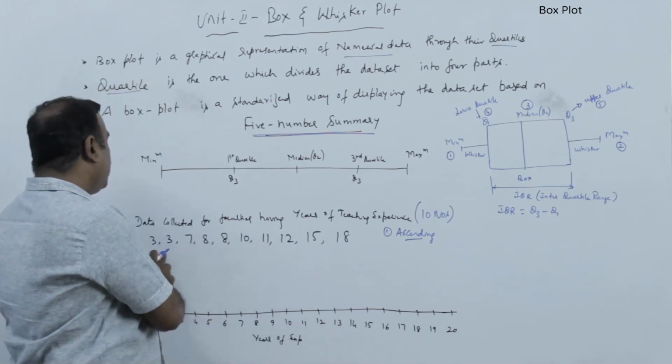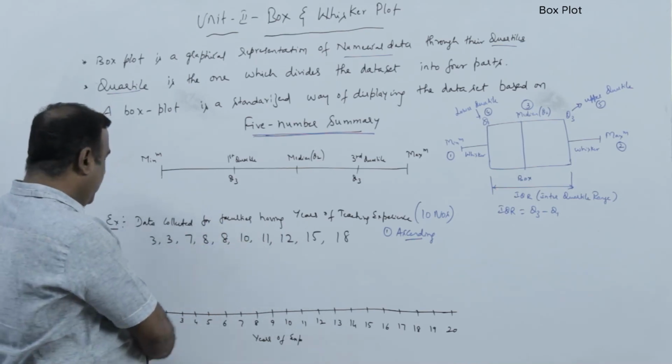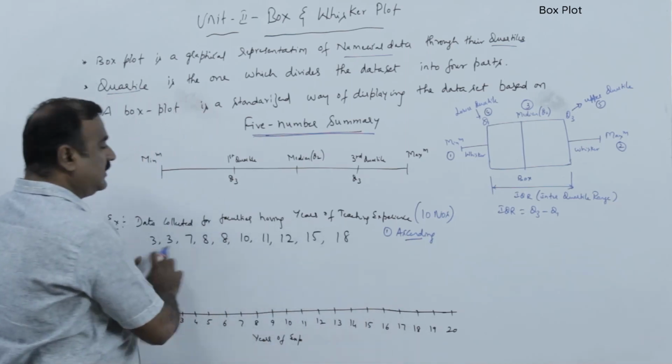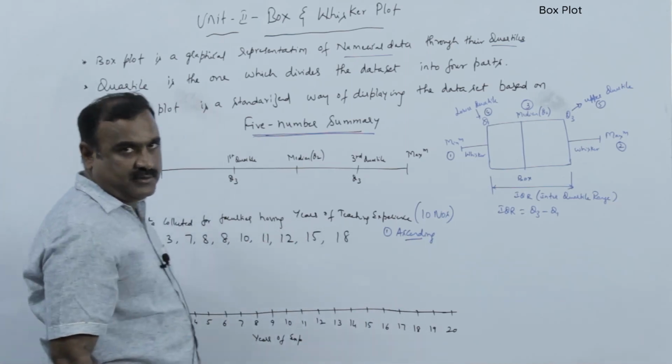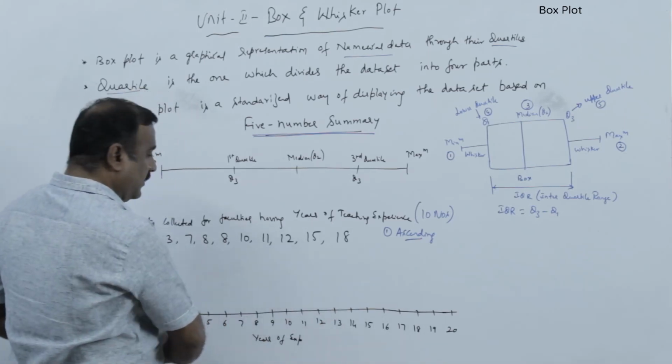So now here I have organized the data into ascending fashion. Already it is there, and I have labeled it. I have taken from 0 to 20, because the experience of the faculties can be within 0 to 20. So I have marked one line from 0 to 20.